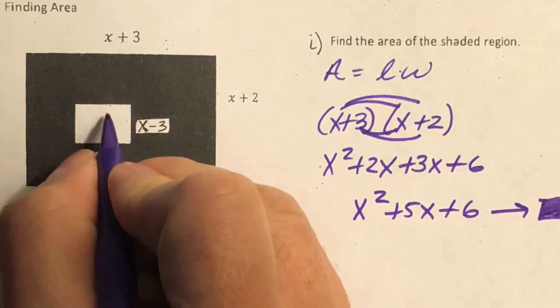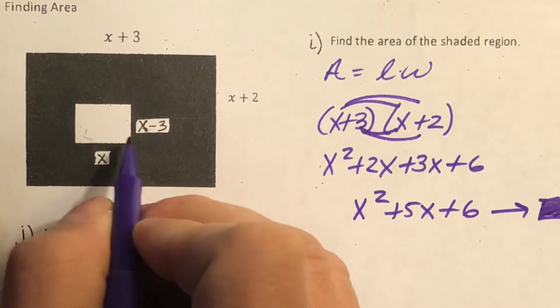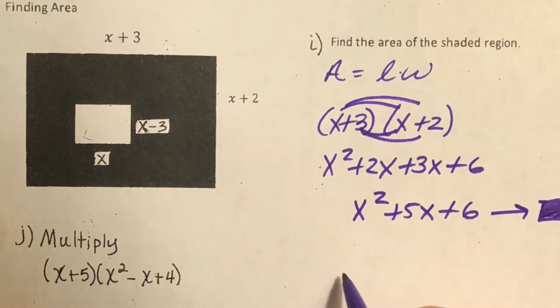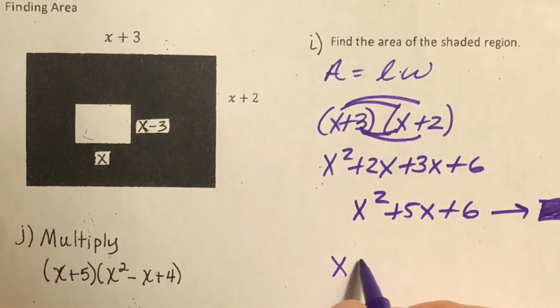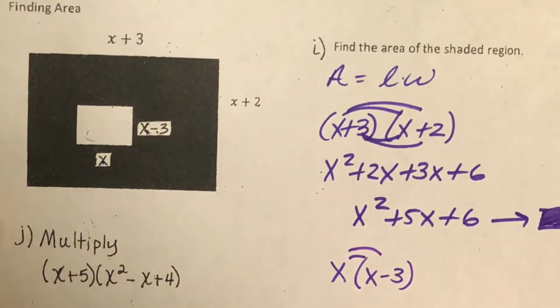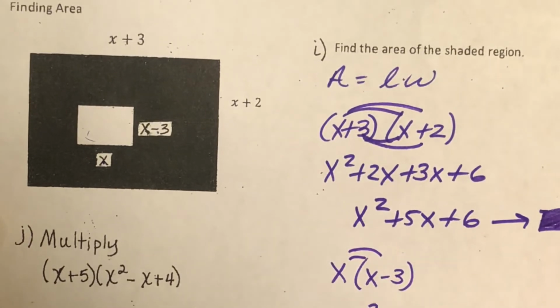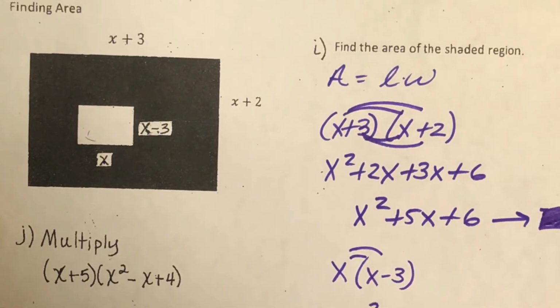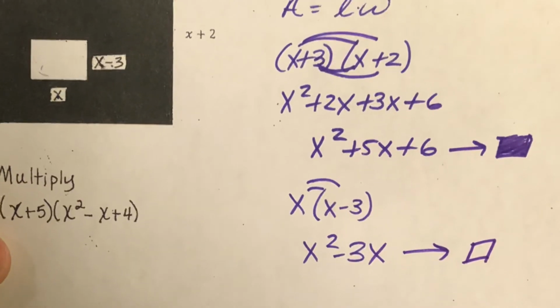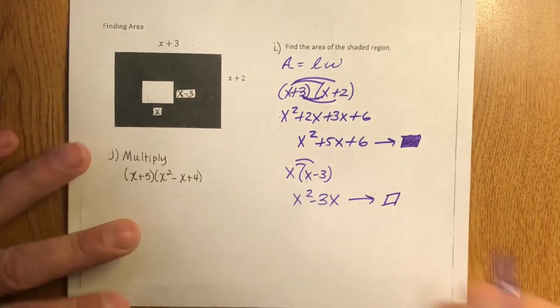Next I want to find the area of the white cutout. Think of it as like a donut. So I'm going to multiply x times x minus 3, length times width. Distribute, x squared minus 3x. And that is the area of this white rectangle.